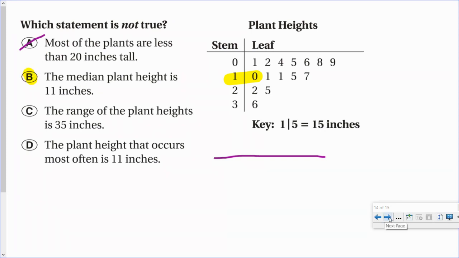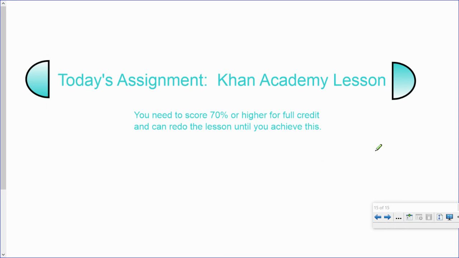Today, what you're going to do is a Khan Academy lesson. You're going to need to get 70% or higher for full credit. You can continue to redo the lesson until you have achieved so.